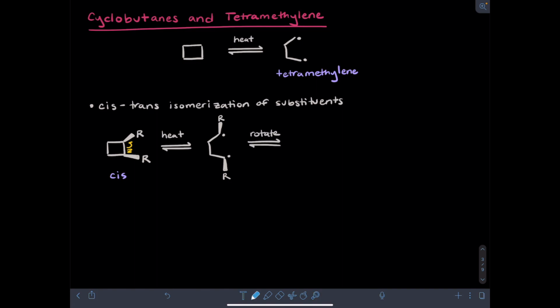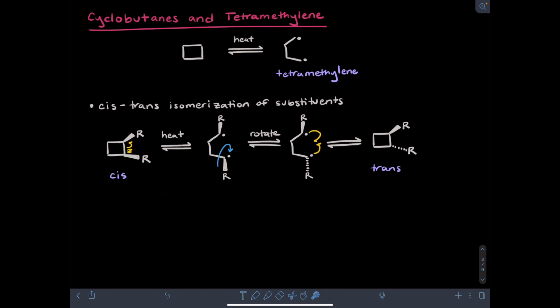What can happen is some of the carbon-carbon bonds of this ring could rotate in order to give the isomerization. So I'm going to imagine this lower part of the molecule rotating. This could generate a conformation where this bond to the R group is now a dash instead of a wedge. And from here, to reform the cyclobutane ring, you could bring the two unpaired electrons of the biradical together, and coupling of these electrons of this conformation of the biradical would give a trans-disubstituted ring.